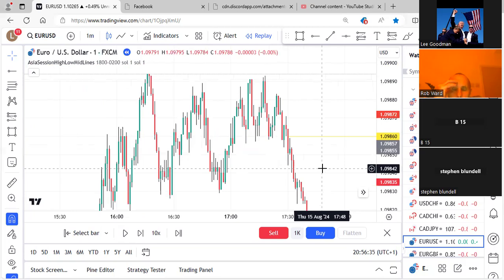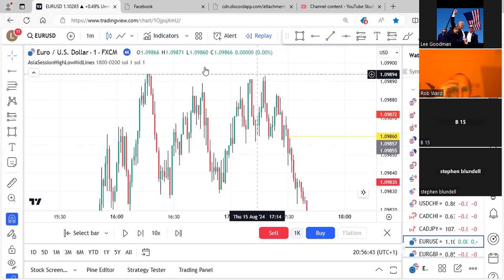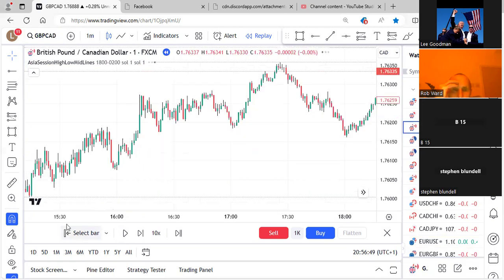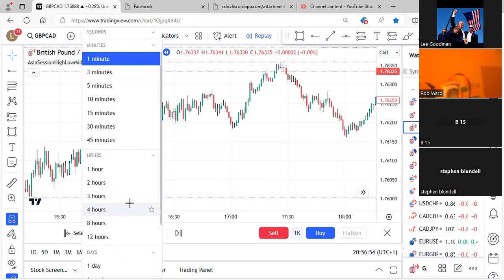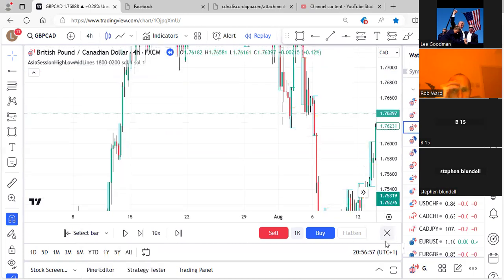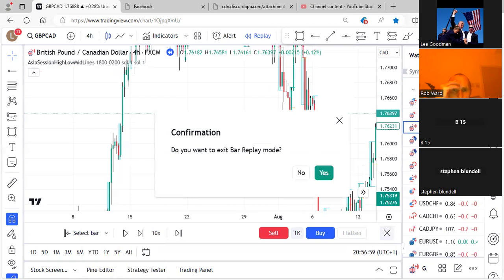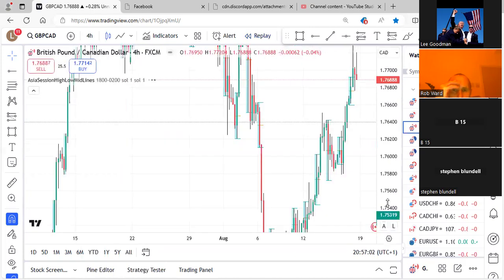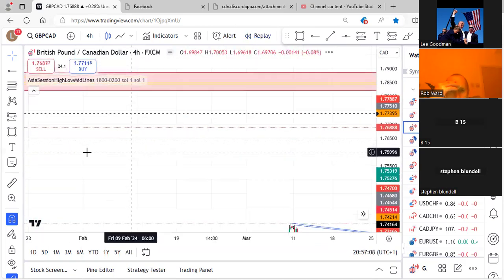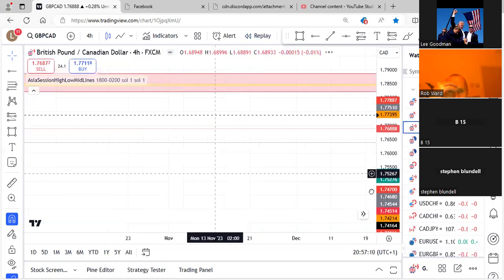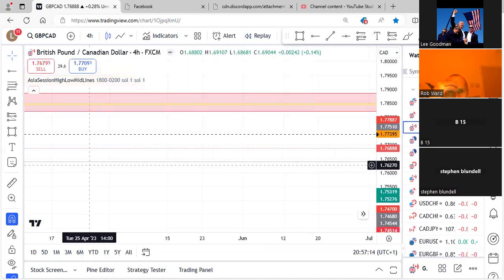For good ones, as though if it's got a big wick or something like that, where it's created a structure change or something. Was that what it was? I can't remember, mate. I think we were talking about GBP CAD the other day, weren't we? Let's have a look. Is it higher time frame POIs you wanted, mate?